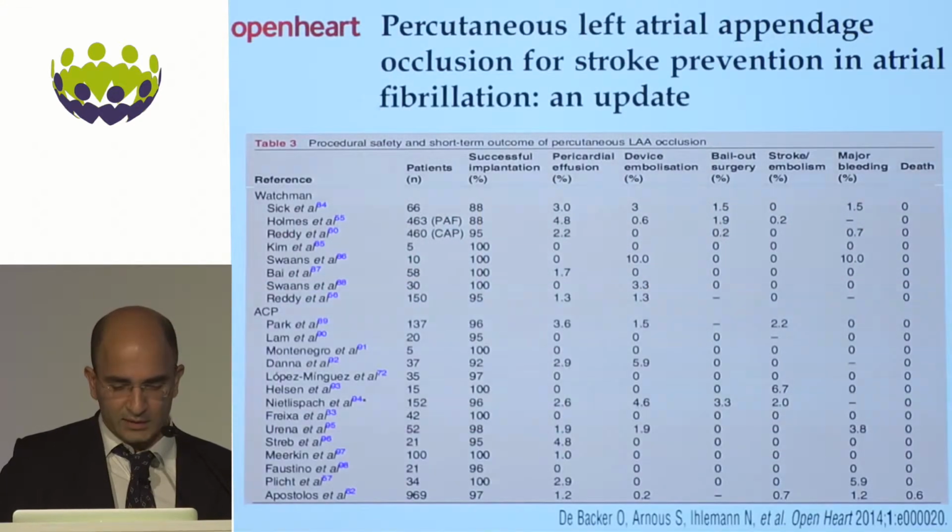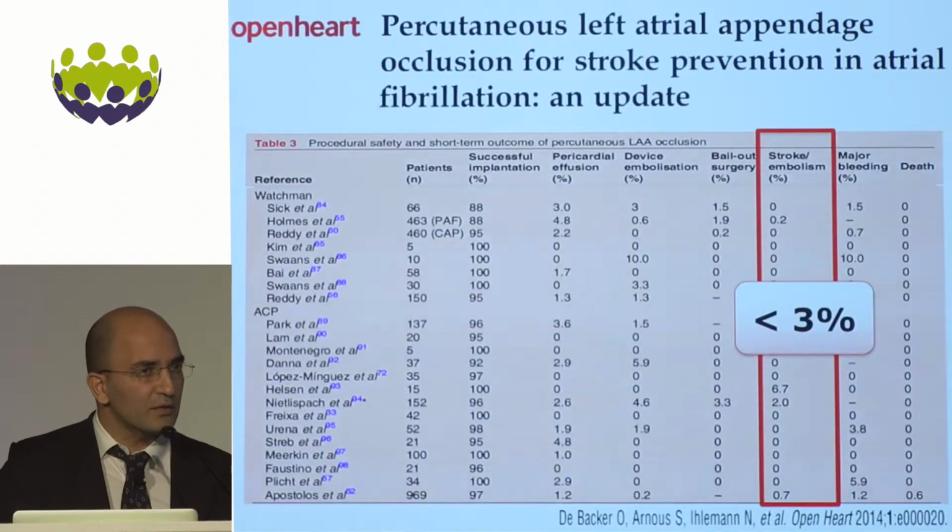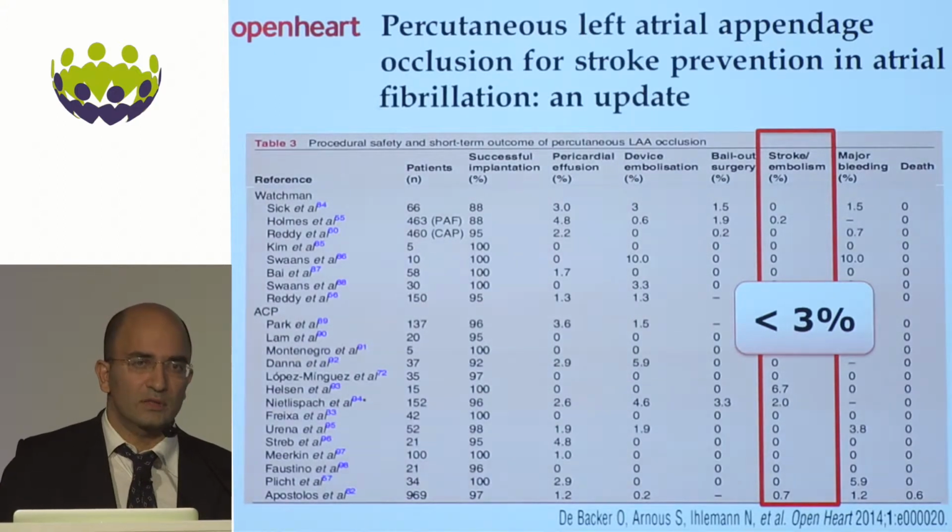What we know, however, is that when we close the appendage, the rate of stroke is rather low and on average below 3%. So we can speculate that the rate of, let's say, symptomatic device thrombosis should fit within the same range or even lower. It's, however, very difficult from the literature to get a clear picture of the clinical impact of device thrombosis and also of the incidence of this complication.